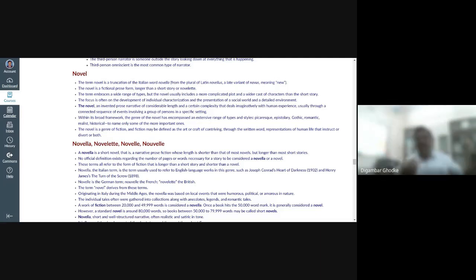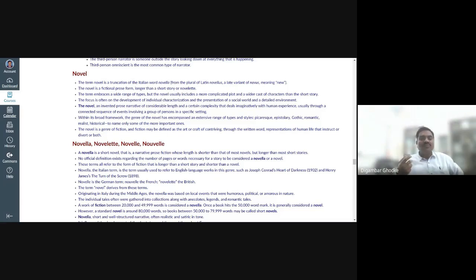The novel form emerged during the Victorian period, especially during the period of industrialization in Britain, in the UK. With the rise of the middle class, there was a demand for literature, especially by the middle class readers, and the novel form became very famous during this particular period. So within its broad framework, the genre of the novel has encompassed an extensive range of types and styles.